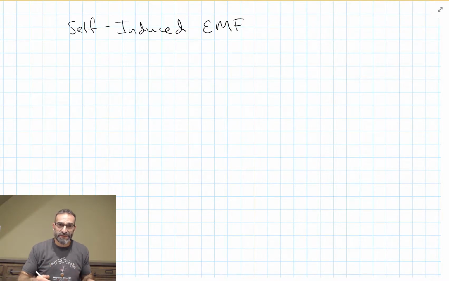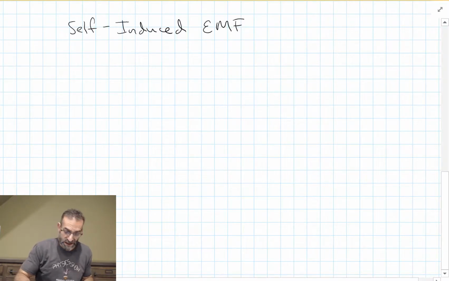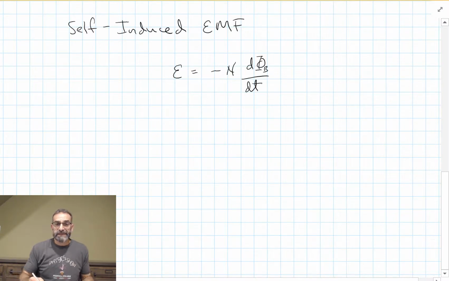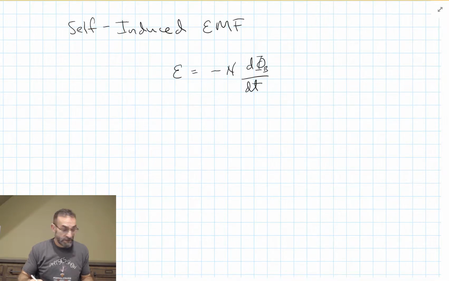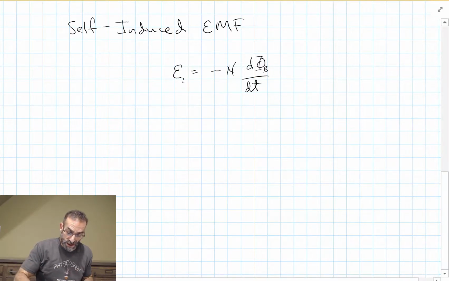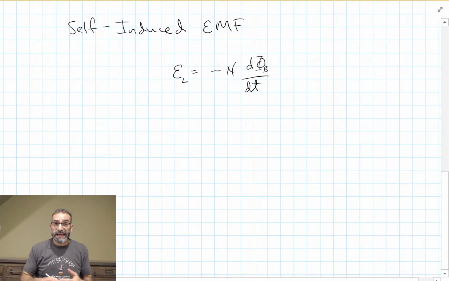So let's see if we can figure out what it is. We know from Faraday's law that the EMF generated is minus N dΦ/dt, the change in magnetic flux per time. Since we're talking about the circuit itself, the self-induced EMF, we put a little subscript here. The L is a symbol we use for inductance.